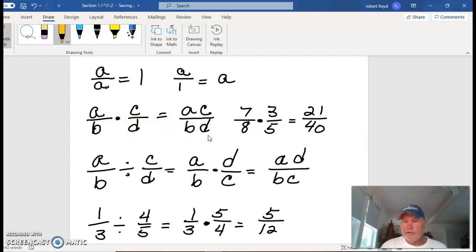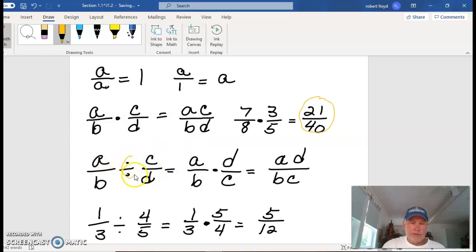So if we take a live situation here, 7/8 times 3/5. 7 times 3 is 21. 8 times 5 is 40. And then you always look at the result to see if you can reduce it. In this case, you cannot.